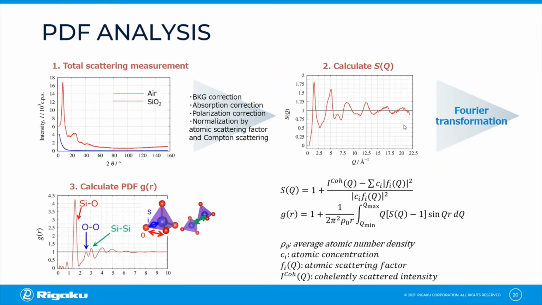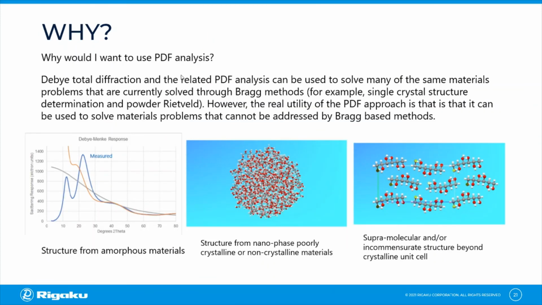This function is then Fourier transformed to get the G of R function, and this is the histogram of the interatomic or intermolecular distances. Why would I want to use PDF analysis?